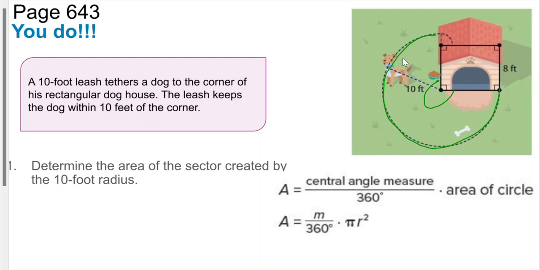But then don't forget, this is 8 long. So it's going to have another 2 feet of area on the back side of the house. So that's going to be 2 and 2 and 90. So you're going to do this equation 2 times. One to get the big number with 10, one to get the smaller number with 2.